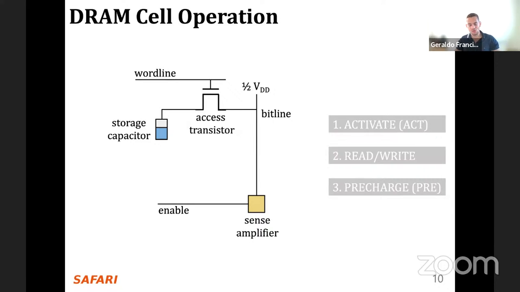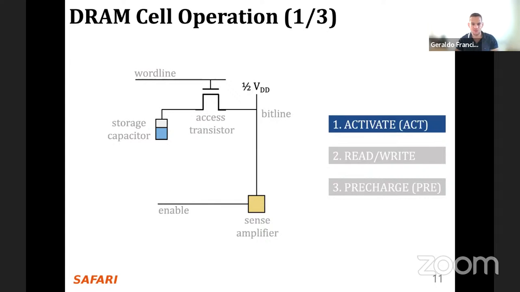The DRAM cell operates using three main commands: activate or ACT, read and write, and precharge. I'm going to briefly talk about them. To read the charge level stored in the storage capacitor, the memory controller first issues what we call the activate command. Prior to receiving the activate command, the bit lines in the subarray are held at the reference voltage, which is usually half of VDD. When the DRAM array receives the activate command, the word line of the target row is asserted, which connects the storage capacitor to the respective bit line. Then the storage capacitor shares charge with the bit line, and then the sense amplifier is enabled.